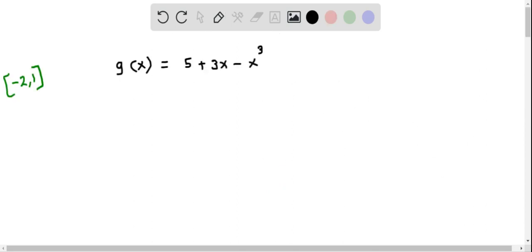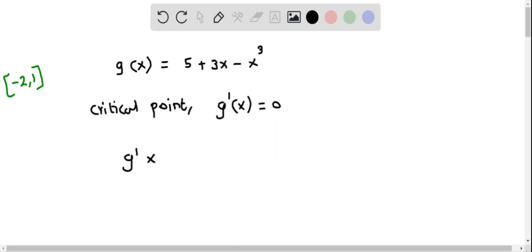Let's answer this question. Here we are given the function g of x equals 5 plus 3x minus x cubed, and we have to determine the minimum value of the function on the interval negative 2 comma 1. So first we have to find the critical point of this function g of x. You can find the critical point by setting the first derivative of the function equal to 0 and solving for x. So let's find the first derivative of g of x, which is written as g prime of x.